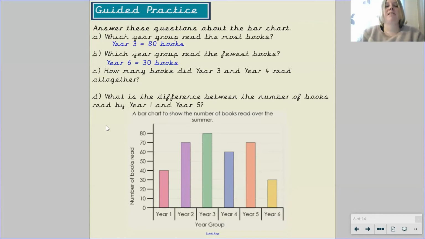Our next question says, how many books did year 3 and year 4 read all together? We already know that year 3 read 80 books. So the next thing we need to do is find out how many books year 4 read. So I'm going to look along my axes until I find year 4. So I found year 4. I'm going to go up to the top of my bar and then I'm going to read across to my other axes to see that they read 60 books.